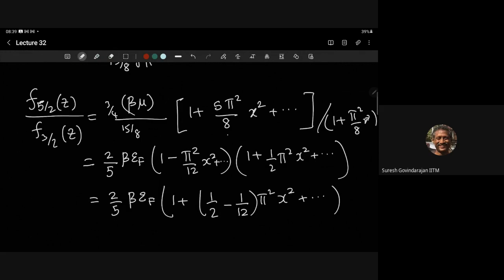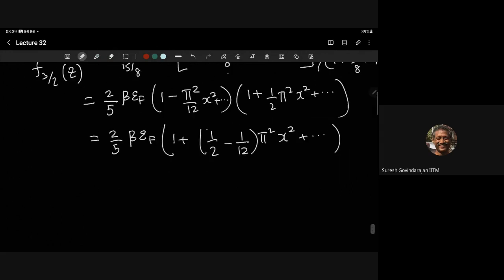Okay. So now you will see that this is 6 by 12 minus this 5 by 12. So we are now done. So we get f 5 by 2 by f 3 by 2 is equal to 2 by 5 beta epsilon F into 1 plus, okay, plus sign is important because we want CV to be positive. Okay, so 5 by 12.